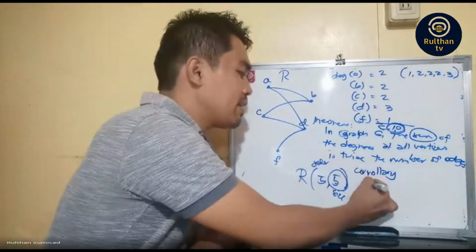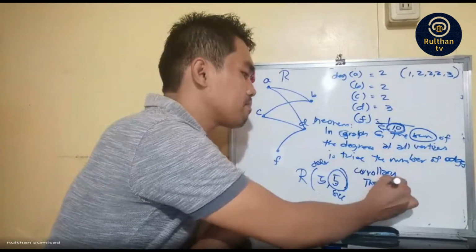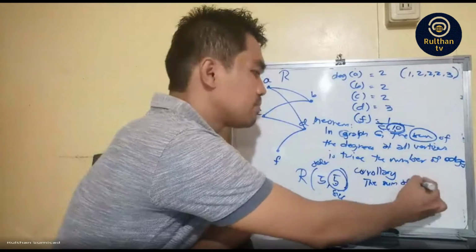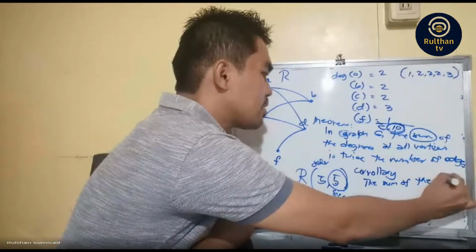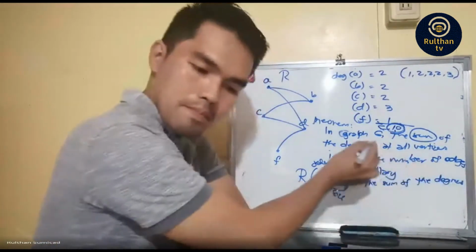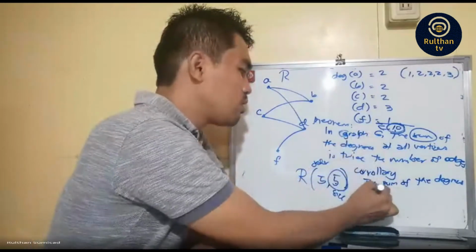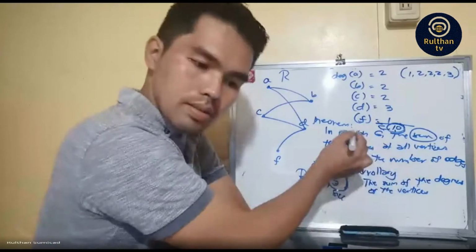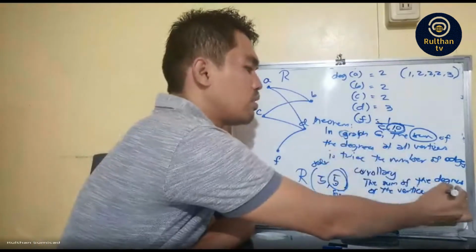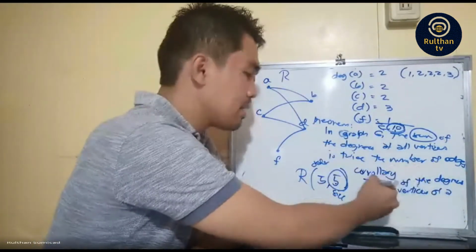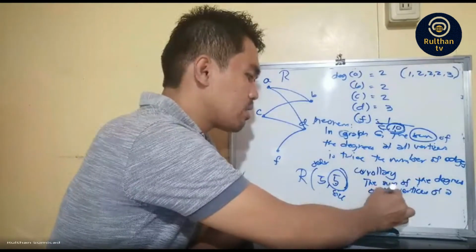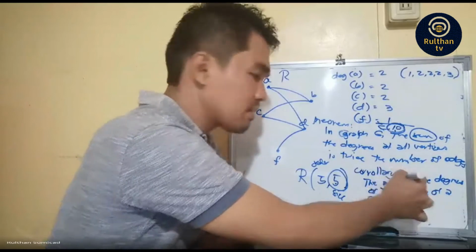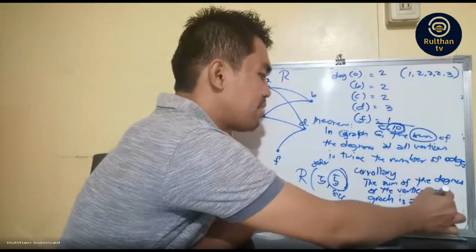Okay, the sum of the degrees of the vertices of a graph is an even number.